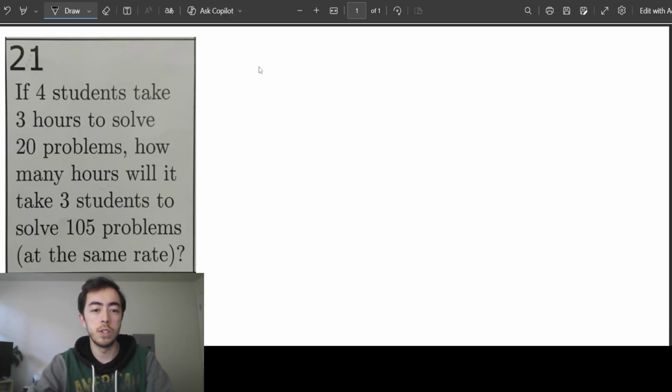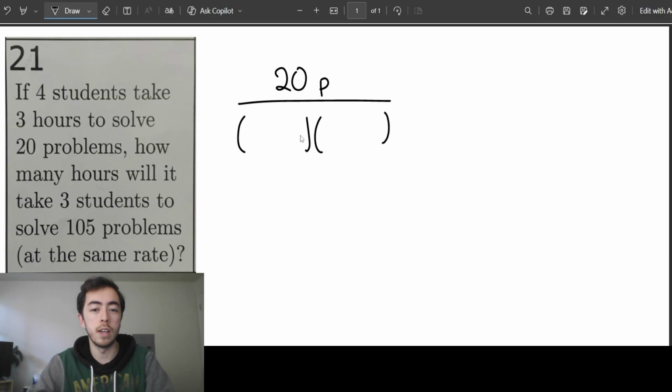And I think here we should just set up a proportion where I'm thinking it would make the most sense to me to put problems on the top of my fraction, and then both my students number and my hours number on the bottom. And I'll explain why in a sec. So I could put 4 students and 3 hours here.